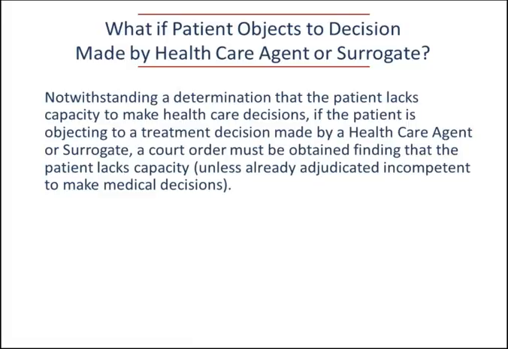And the reason for that is that both the Healthcare Proxy Law and the Family Healthcare Decisions Act have a statutory provision that says if the patient objects to the treatment decision, even after they're determined not to have capacity, we want the court to make the ultimate determination as to whether or not that patient has capacity. And so that's a situation where we must go get a court order.